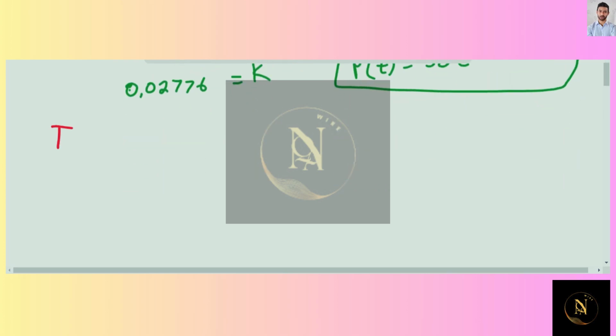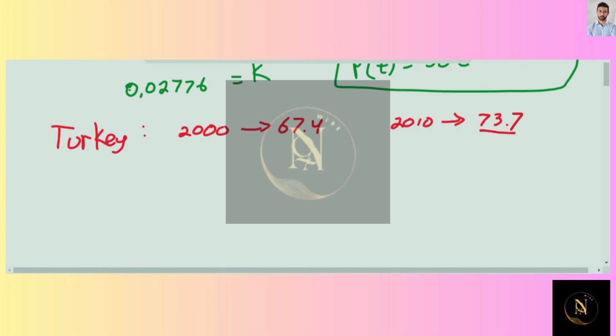Now we have to do the same idea for Turkey. For Turkey, we were told that in 2000, the population was 67.4 million, and in 2010, the population was 73.7. So again, we're going to substitute in our values. In this case, P of T is 73.7. Our initial population is 67.4, and this is getting multiplied by e raised to the k times 10 power. We're going to solve for k the same way.